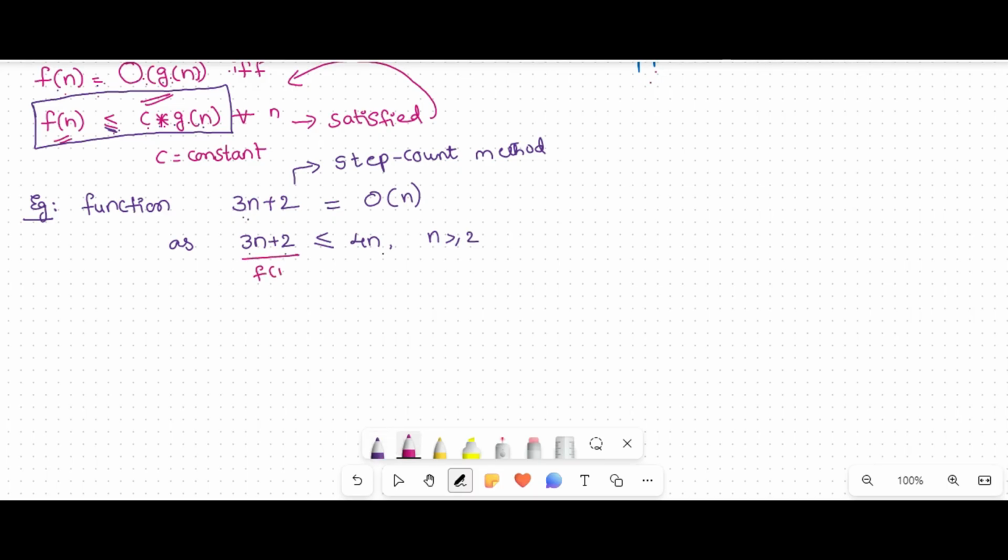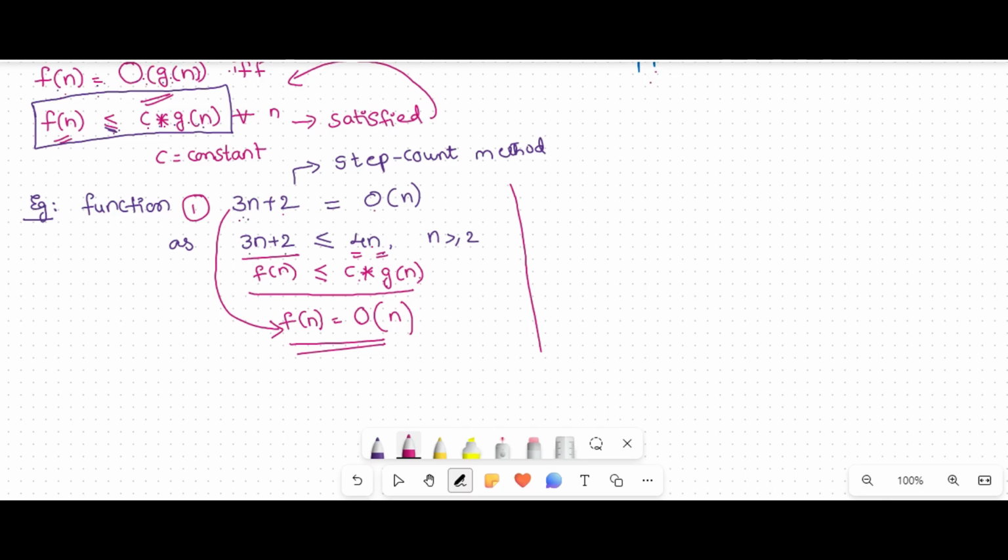This is our f of n. This is your constant c. This is g of n. f of n is less than or equal to c into g of n. What can we say? We can say f of n equals big O of g of n. What is g of n here? g of n is n. That's why for 3n plus 2 we write order of n. This is one example. Hope it is clear. 3n plus 2 has order of n complexity.